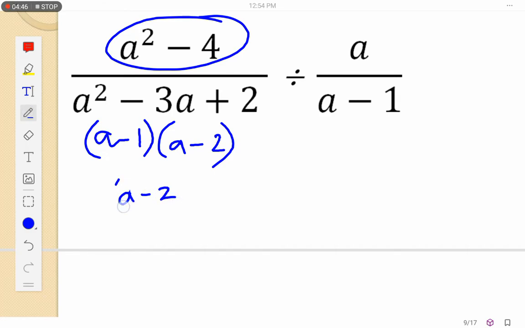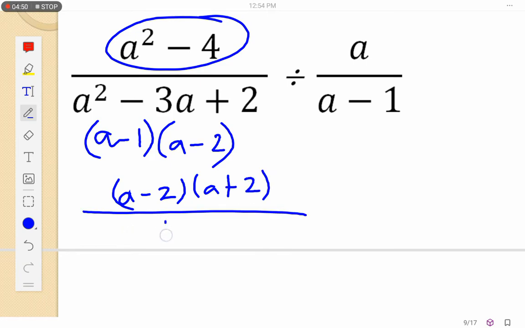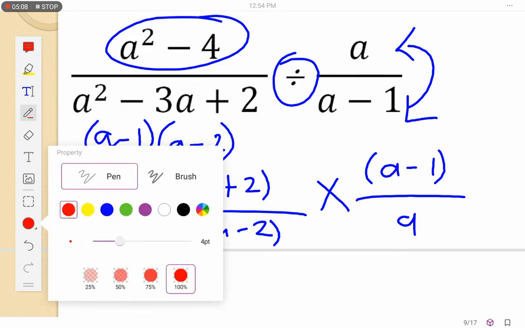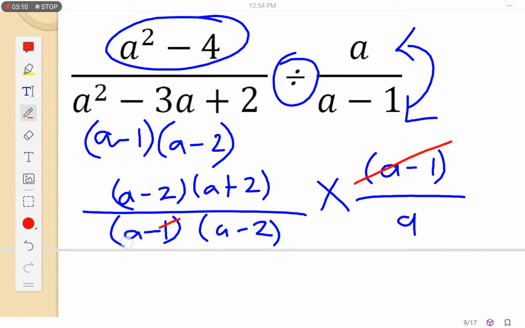We can now have a minus 2 by a plus 2 over a minus 1 by a minus 2, by, we are multiplying here and interchanging these two again. So I'll have a minus 1 here over a. Okay, let's see which terms can we simplify there. This a can cancel off with this one, and this one can cancel off with that one.